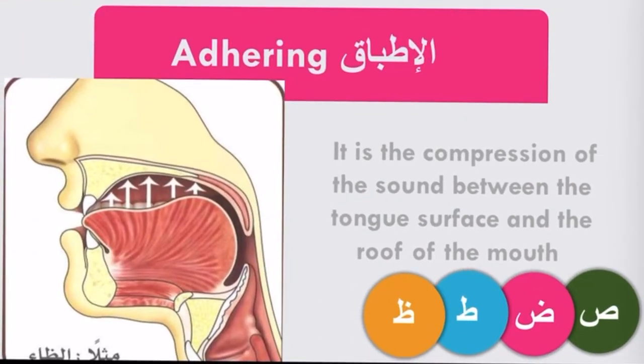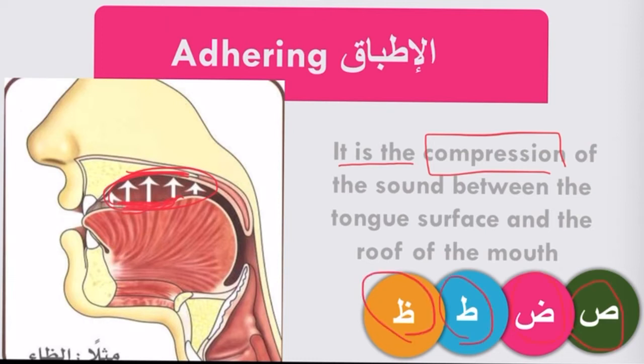الإطباق, as you see here, it is the compression, and put a very sharp mind on the word compression. Because the sound is really compressed, and you will feel that when you read it properly, you will feel this compression on the sound. It is the compression of the sound between the tongue surface and the roof of the mouth. If this is the tongue surface and this is the roof of the mouth, you will feel the sound compressed between them. The letters that have this characteristic are صاد, ضاد, طاء, and ظاء.